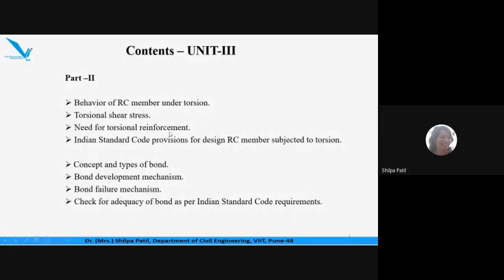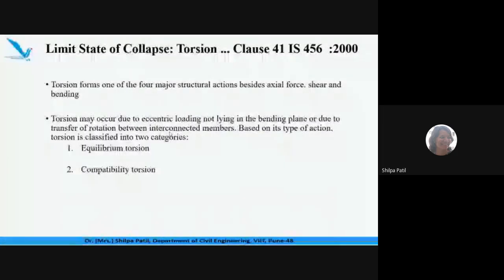So let us start with the first part, that is concept of torsion. Torsion is another important force which causes the major action along with the other major structural actions like axial force, shear force, and bending moment. If you consider any particular member, it may be subjected to axial force or it may be subjected to shear force and bending moment. Normally, when there is a bending moment, there will be a shear force. So these two forces are associated with each other. Depending upon how the load is acting on a member, the forces developed in the member change.